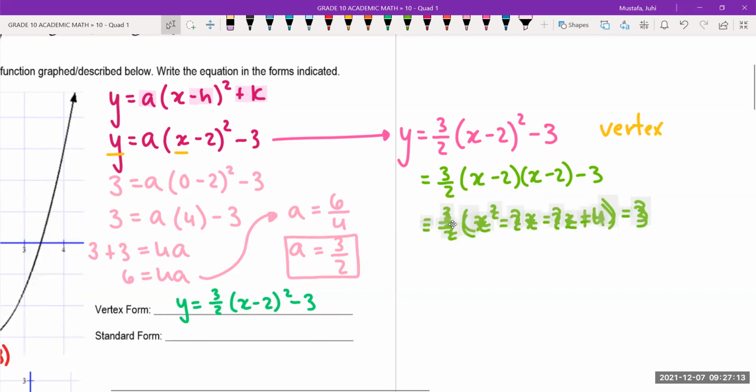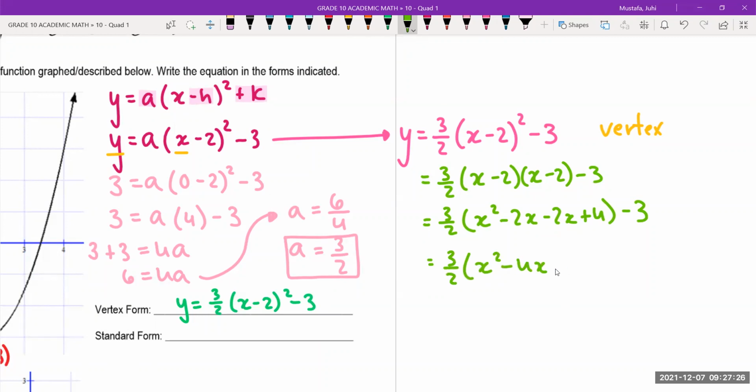So there's nothing fancy, like there's no factoring or anything. It's just distributing and all that stuff. Okay, now I'm going to clean up what's in here. So it's going to be 3 over 2, and it's going to be x squared minus 4x plus 4 minus 3.